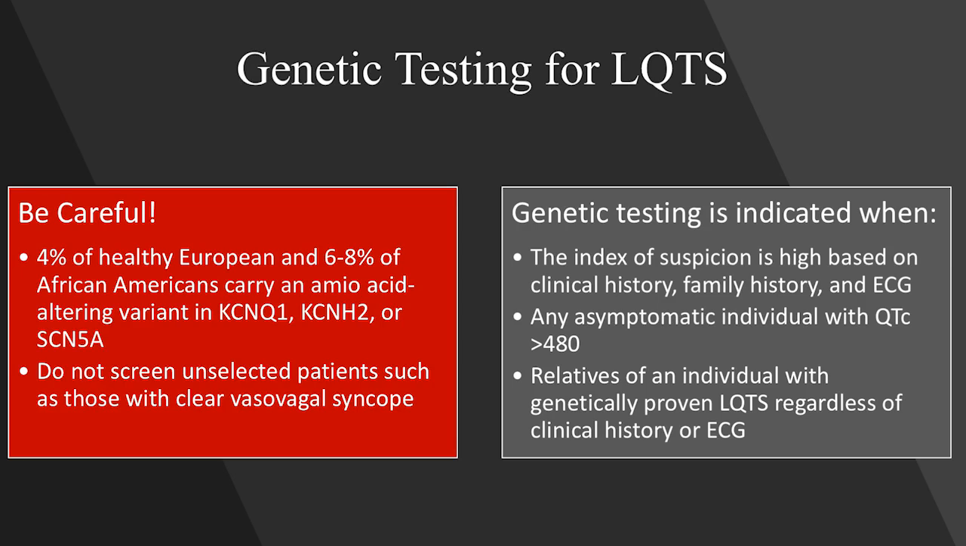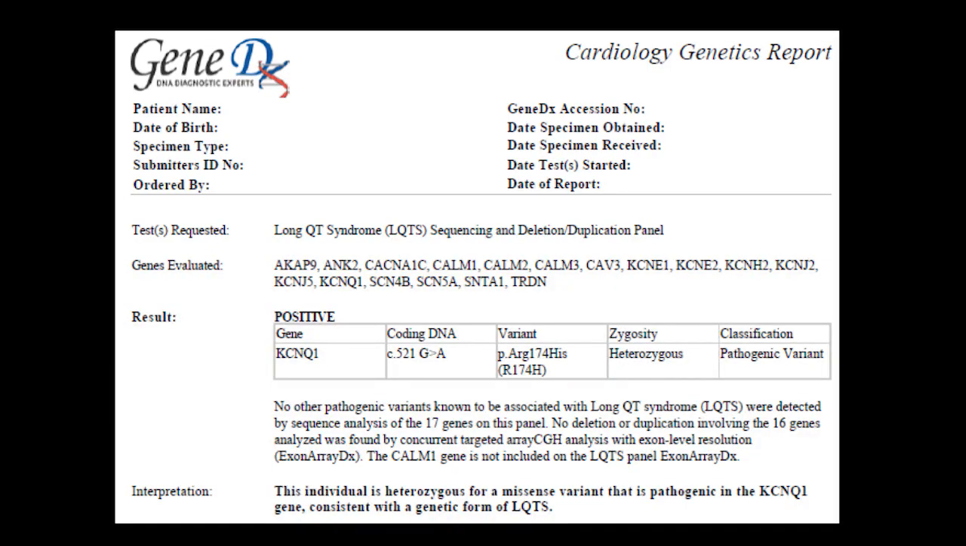When the index of suspicion is high based on the history, the family history, the EKG, you probably should do it. Anybody who has a QTc of at least 480 milliseconds, regardless of anything else. And then relatives of an individual with a proven long QT syndrome, you ought to screen them as well, because they might harbor a mutation with a normal QT interval, so you can't just depend on the EKG. So this is kind of what it looks like when you get the report back.